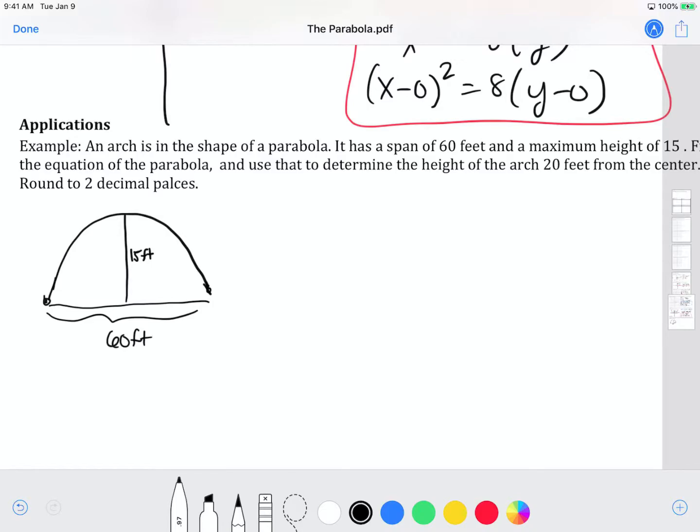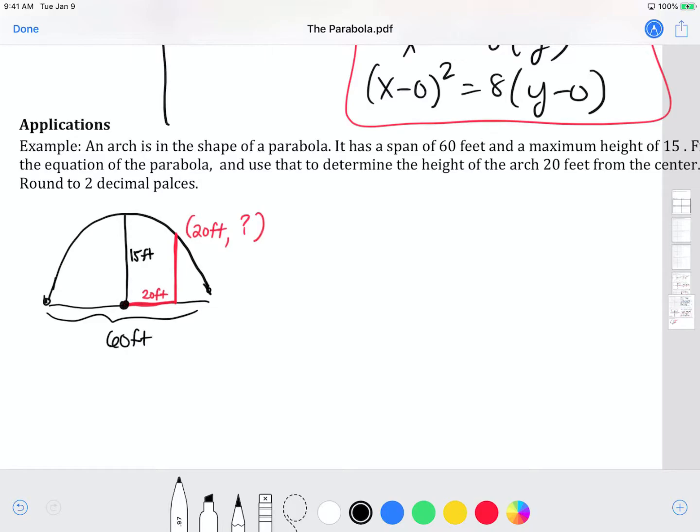We want to find an equation of the parabola and then use the equation to determine the height when the arch is 20 feet from the center. So once we come up with the equation, we want to find what the height is when we come out 20 feet from the center. We want to find that height. So we're going to say that x is 20 feet, and we want to find the value of y at that point.